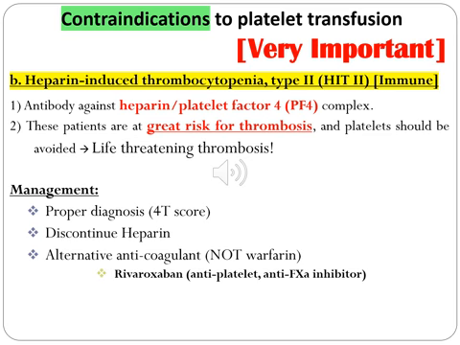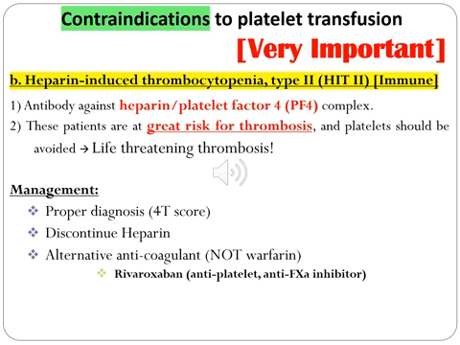Second contraindication to platelet transfusion is heparin-induced thrombocytopenia, or HIT type 2, which is immune-mediated compared to HIT type 1 that is non-immune. In HIT type 2, heparin, which is an anticoagulant, binds to platelet factor 4 on the surface of platelets and stimulates antibody formation. This antibody is directed against heparin platelet factor 4 complex, leading to platelet thrombi. Transfusing platelets in these patients leads to life-threatening thrombosis.